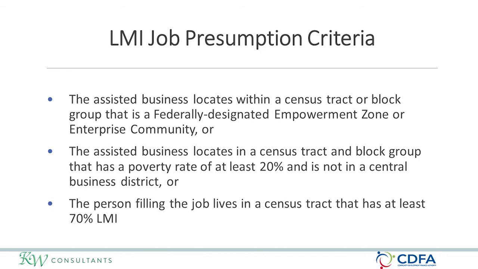There is something in the CDBG program called job presumption criteria. This is extremely rare in our CDBG state and small cities because it is not common to meet the requirements in our rural communities. But if you have a business that's locating within an empowerment zone or enterprise community or within a census tract or block group that has a poverty rate of at least 20% and is not part of a central business district, then a person that is filling the job that lives in that area can be presumed low to moderate income, or if the person that's filling the job lives in a census tract that has at least 70% LMI, they can be presumed. Again, this is rarely used in the state program, but it is an opportunity. If you think you can meet these requirements, make sure to reach out to your CDFA staff.